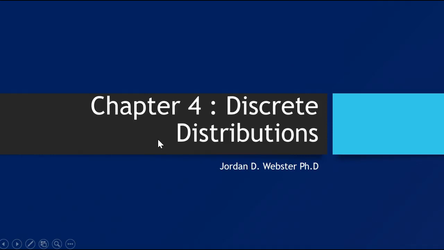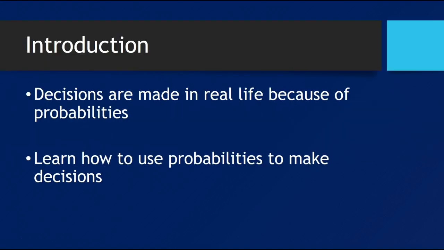All right, today we're going to start chapter 4. And in chapter 4, we're going to use those things we learned about probabilities and create what's known as discrete distributions. So we're going to deal with probability distributions and see how to use those in lots of circumstances. Now, basically, the reason we're doing this is because decisions are made all the time because of probabilities. And we're going to learn how to use probabilities to make decisions in a formal setting.